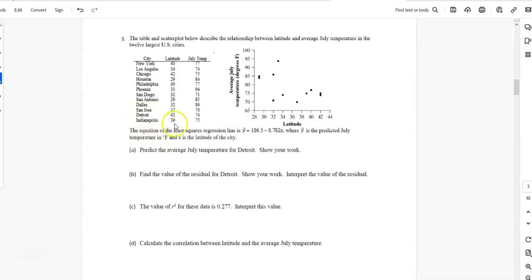Okay, so the equation of the least squares regression line is that, where y is the predicted July temperature and x is, again, I prefer to just put the words in there, but they define each one, which is fine.